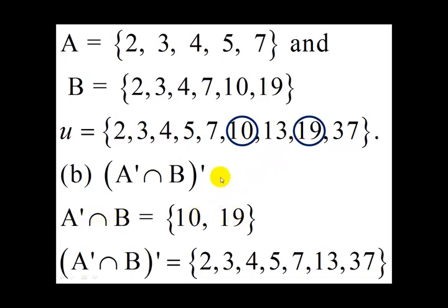So all the other elements that do not belong to A complement intersection B are the members of the set A complement intersection B complement. So we have 2, 3, 4, 5, 7, 13, and 37. And that is how come A complement intersection B complement is equal to 2, 3, 4, 5, 7, 13, and 37. That is, elements that belong to the universal set U but do not belong to A complement intersection B. That is 10, 19. And the elements are 2, 3, 4, 5, 7, 13, and 37.